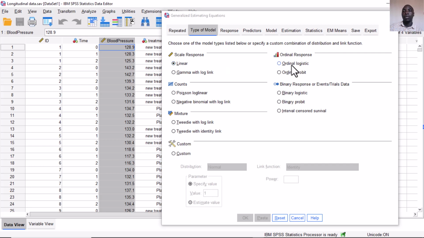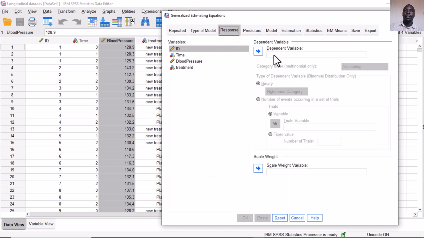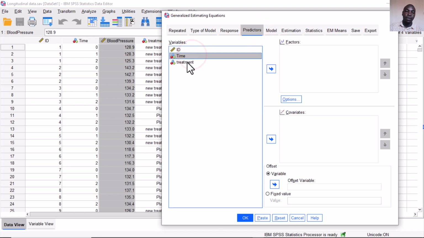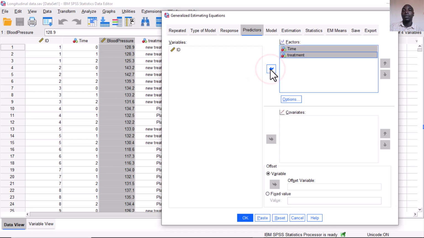But if it was an ordinal or binary outcome or a count, you would choose the appropriate one. Then under responses, this is where we specify our outcome variable, which is blood pressure. Then we go to predictors. For the predictors, we are first considering time as a categorical variable. So we are going to push all of them into the factors box.